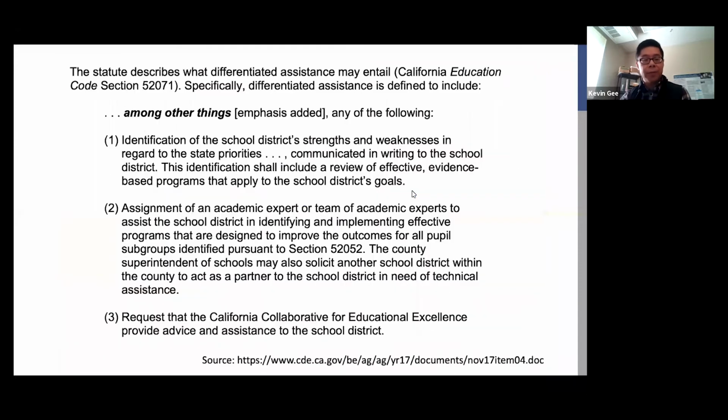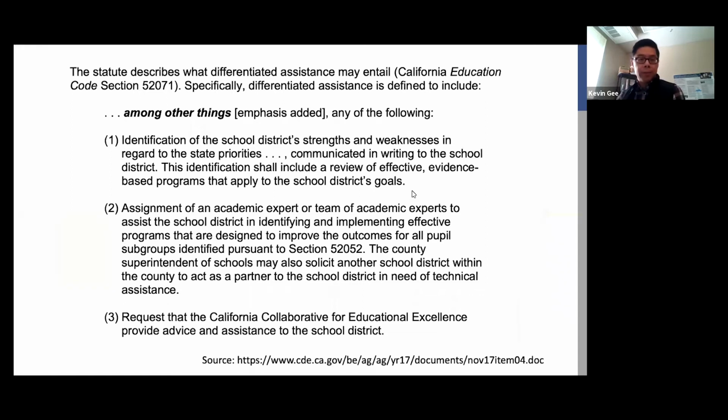So what does differentiated assistance actually look like on the ground? Like, what are the components? And this is actually specified in California's Ed Code, section 52071. And I want to highlight this is among other things. So it's a broad suite of support services.